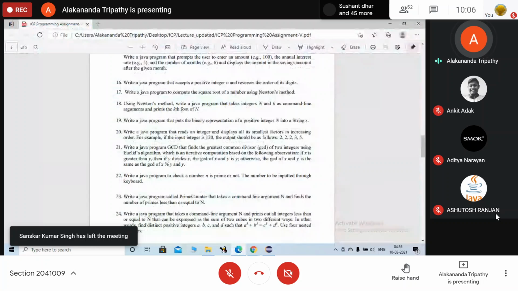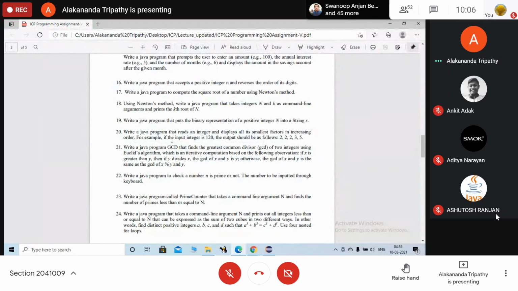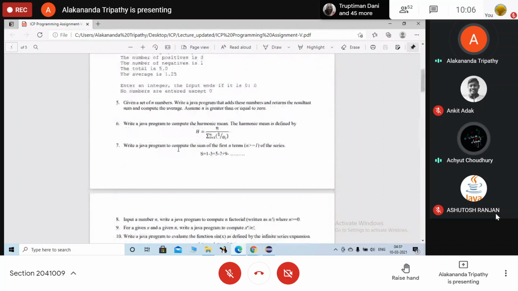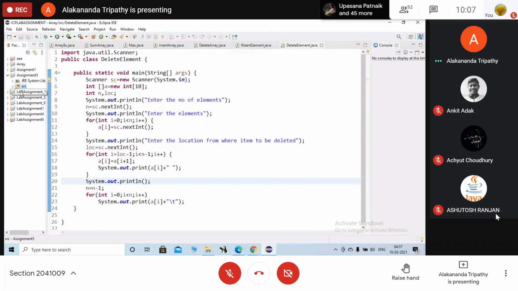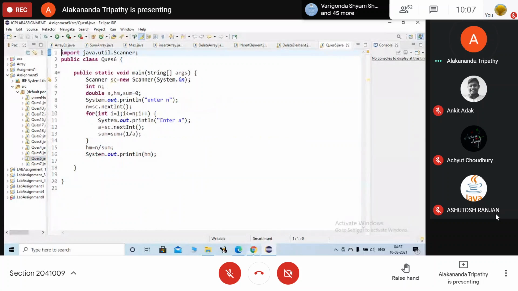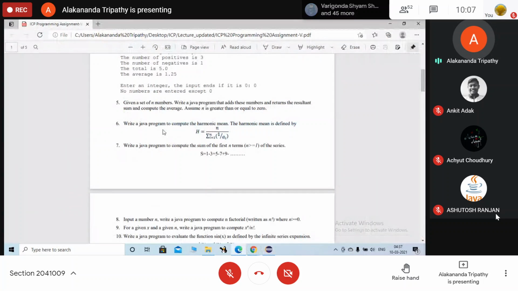Okay, so what is the next question? Ma'am, I have a doubt on question number 6. Can you repeat the logic? The harmonic one. So here the question is, write a Java program to compute the harmonic mean. The harmonic mean is defined by this given formula. Harmonic mean is computed by this formula. So what you need to do?